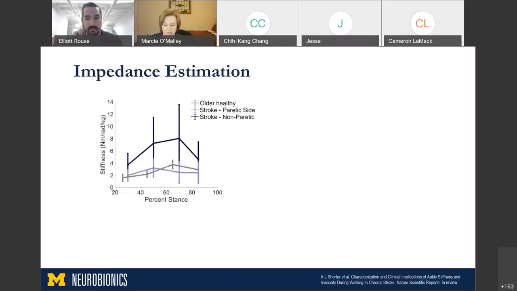These are some data from a recent study we just completed. We're again looking at stiffness as a function of stance phase, but in this case, the dark blue line represents the non-paretic side of a person who's had a stroke. The light blue is their paretic side, or affected side. And the gray is older, healthy subjects that are age and speed matched. What we see is that the stiffness of their non-paretic side is actually much greater, and the stiffness of their paretic side is consistent with age and speed matched controls.